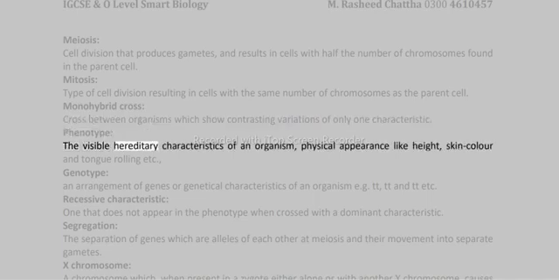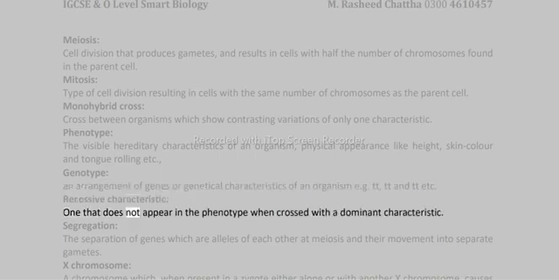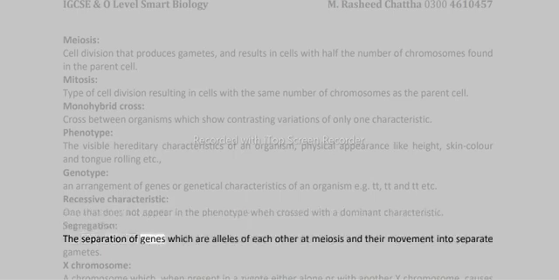Phenotype, the visible hereditary characteristics of an organism, physical appearance like height, skin color, and tongue rolling, etc. Genotype, an arrangement of genes or genetical characteristics of an organism, e.g. TT, Tt, and tt, etc. Recessive characteristic, one that does not appear in the phenotype when crossed with a dominant characteristic. Segregation, the separation of genes which are alleles of each other at meiosis and their movement into separate gametes.